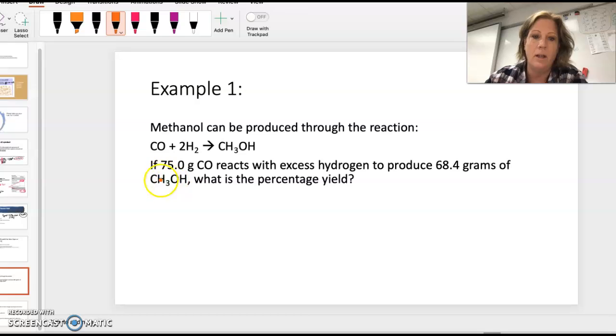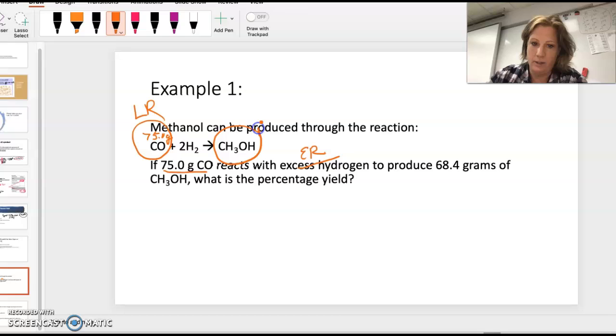In this question, I'm saying that I have 75 grams of carbon monoxide, and then it reacts with excess hydrogen, which means hydrogen is my excess reactant, which means carbon monoxide is my limiting. So if you see that wording, that's a good thing. That means you don't have to do a limiting problem. It means the one I gave you is the limiting, which is the one that determines everything else, including how much product you can make. So we want to know the percent yield of, it's always going to be a product.